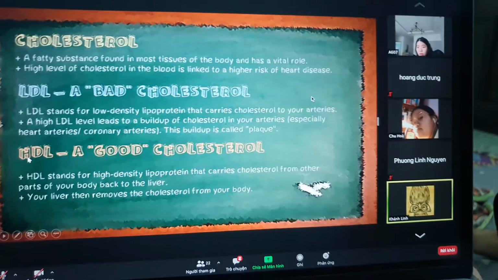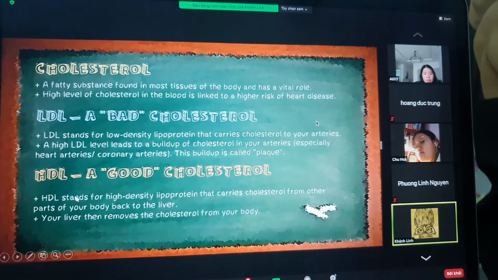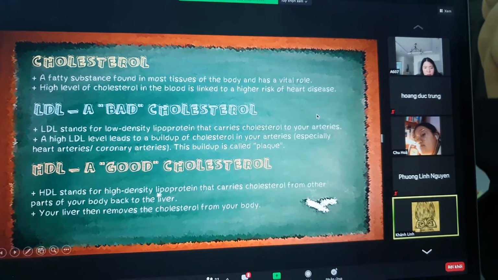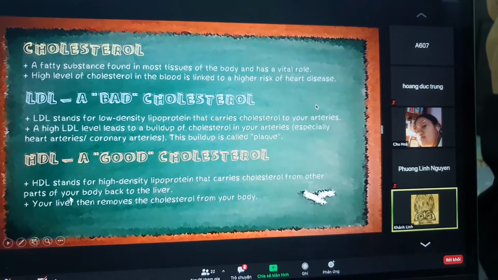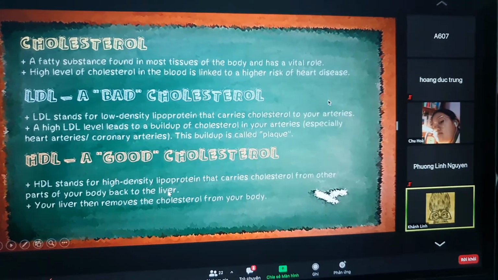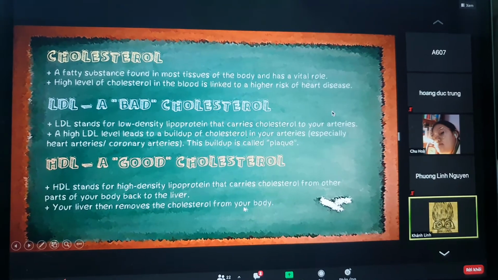HDL is a good cholesterol. HDL stands for high density lipoprotein, which carries cholesterol from other parts of the body back to the liver. And then your liver removes the cholesterol from your body.